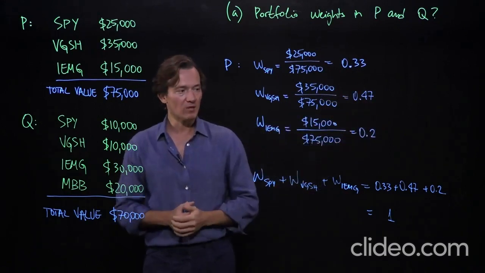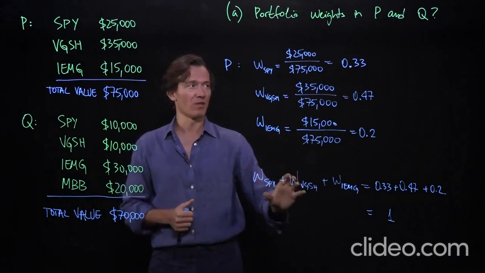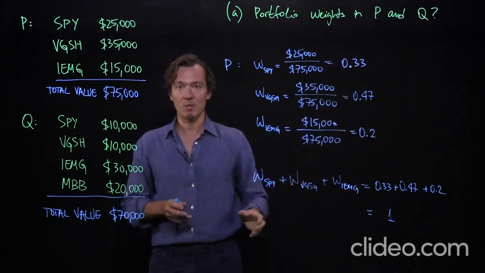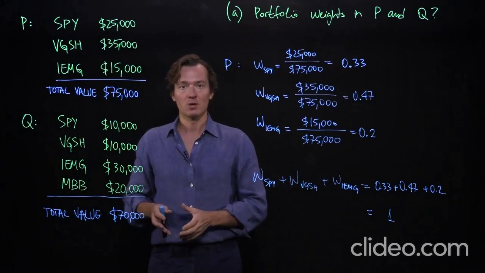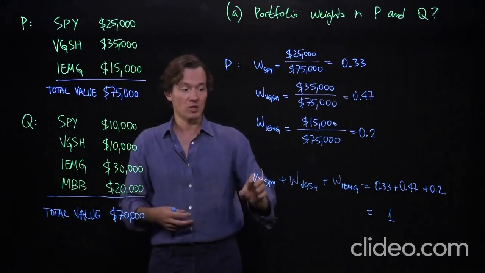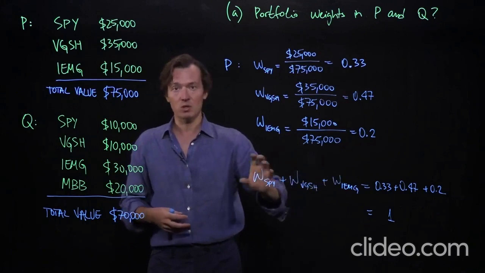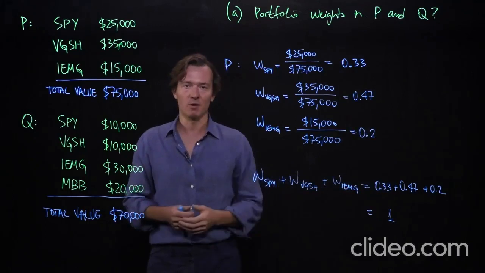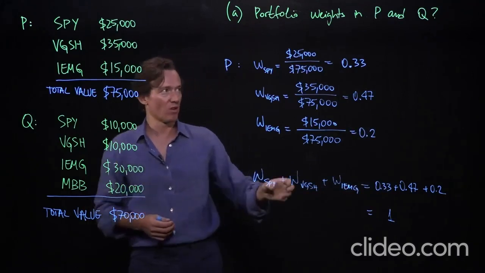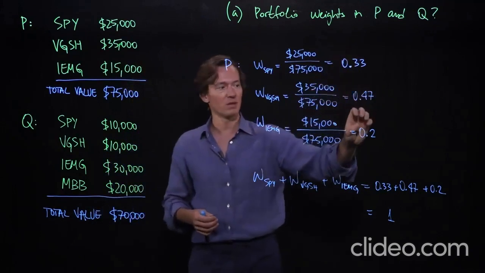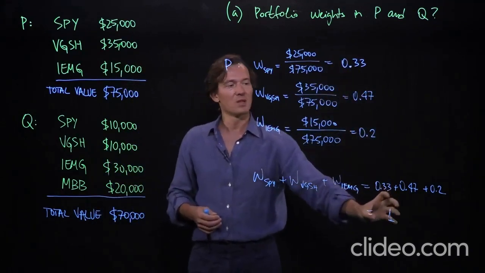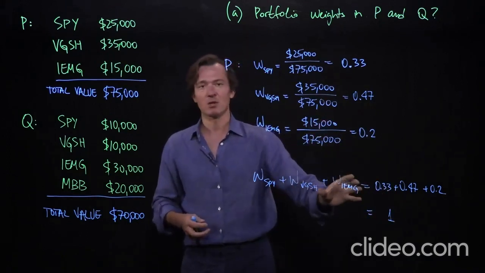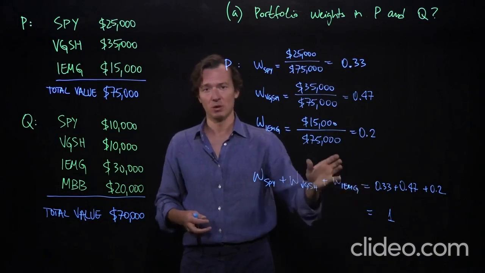Now, let's verify. This is going to be trivial, but let's still verify that the weights in this portfolio add up to 1. Remember that this is a definition of the portfolio. A portfolio is a collection of securities such that the weights of each individual security in the portfolio should add up to 1. If they don't, then this is not a portfolio by definition. So here, just to verify, 0.33 plus 0.47 plus 0.2, this gives us exactly 1. Again, in this particular case, this is trivial, but this just reemphasizes the definition of what a portfolio actually is.